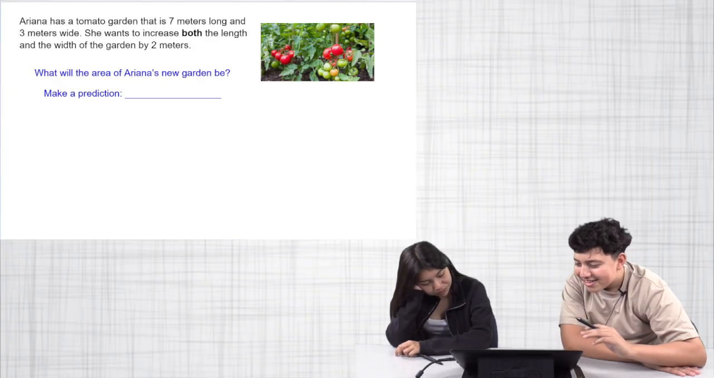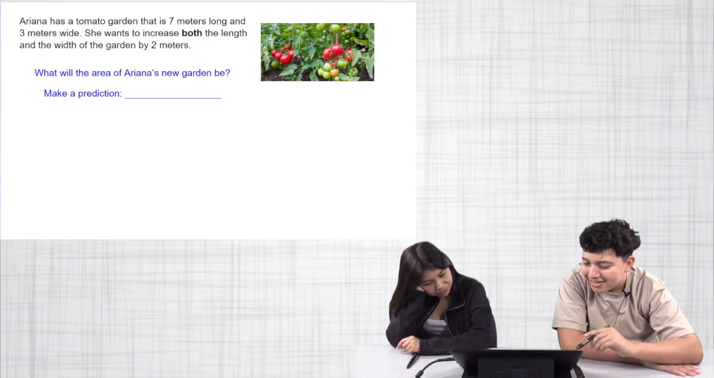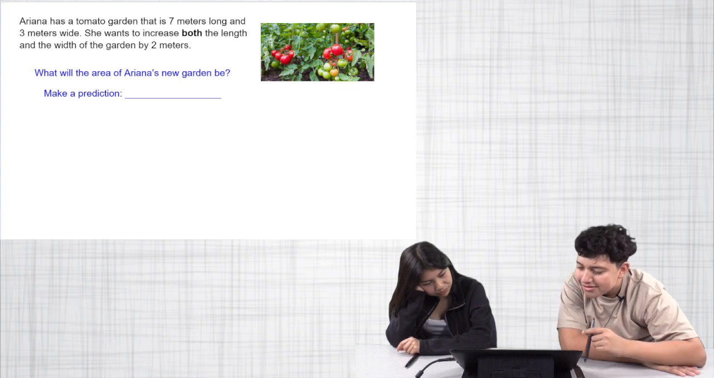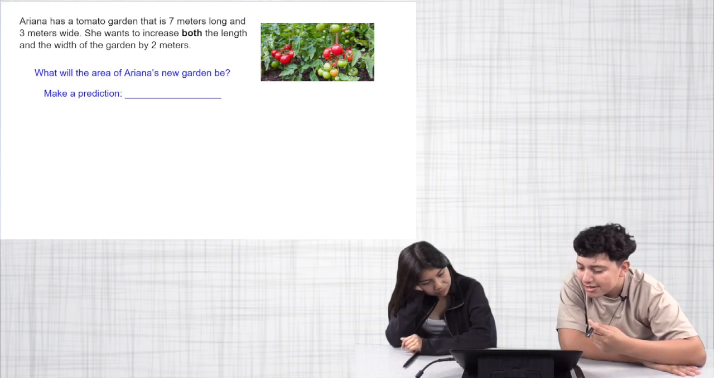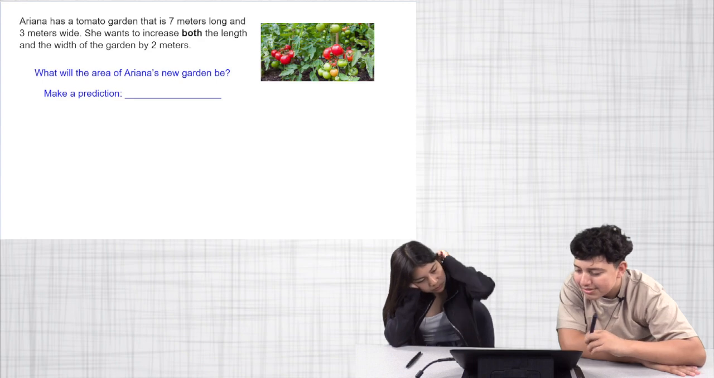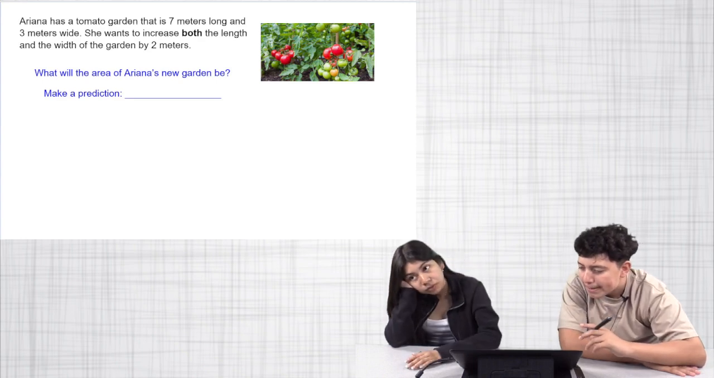Ariana has a tomato garden that is 7 meters long and 3 meters wide. She wants to increase both the length and the width of the garden by 2 meters. By the way, what's a meter?